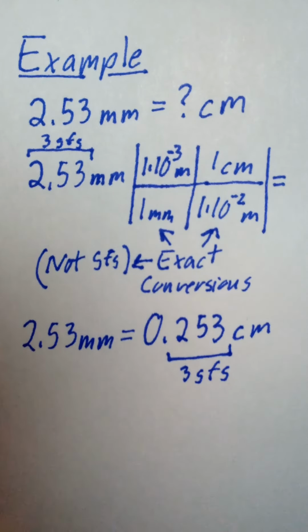Let's do an example. If we were to convert 2.53 millimeters to centimeters, we would have to use the conversion factor to get from millimeters to meters, and then from meters to centimeters. 2.53 millimeters has three significant figures, and since these conversions are exact numbers, they will not affect the significant figures of the solution. The answer will end up containing three significant figures.